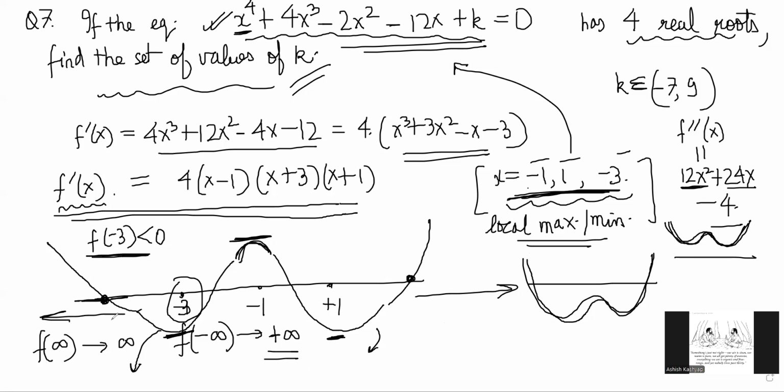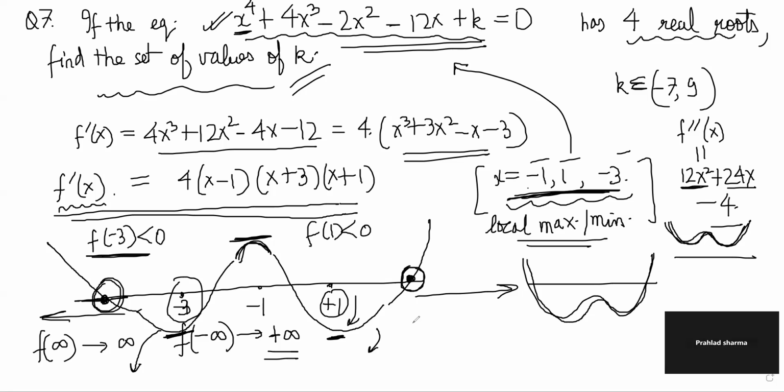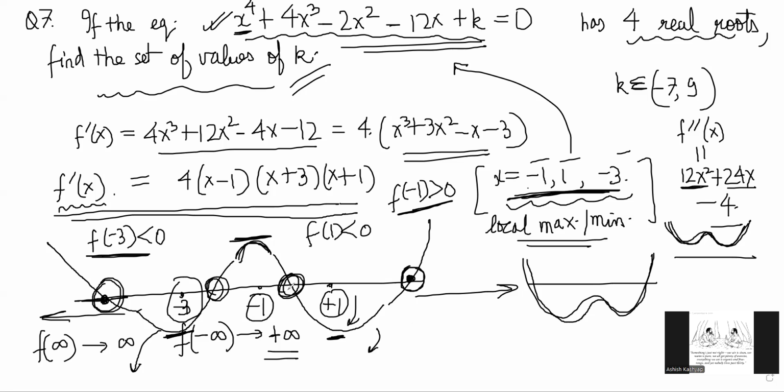Correct? Yes sir. If it is less than 0 then this root is guaranteed, right? You have to also check that at +1 it is less than 0. f of 1 should be less than 0, because if it is less than 0, this root is guaranteed. Correct? And then you have to check that f of -1 should be greater than 0. Right? With this, the 2 roots will come. So these 2 roots become guaranteed.